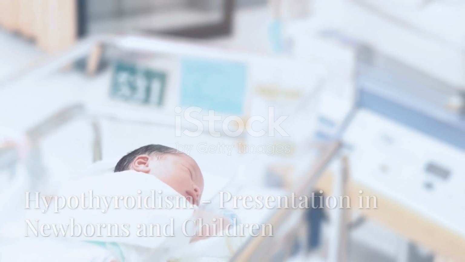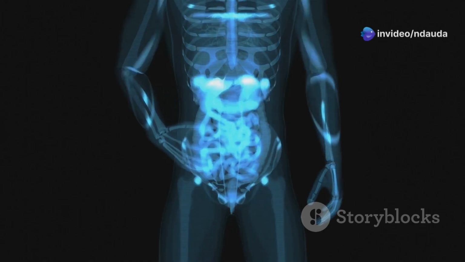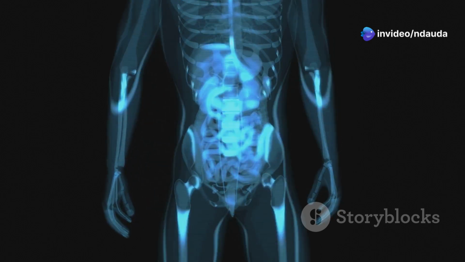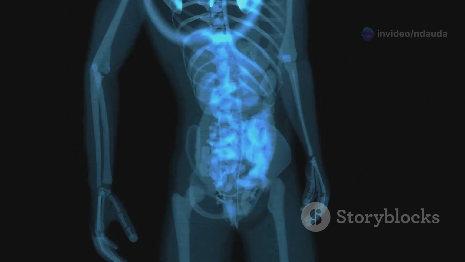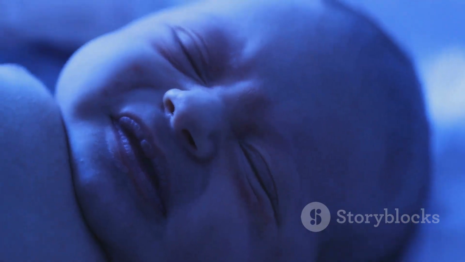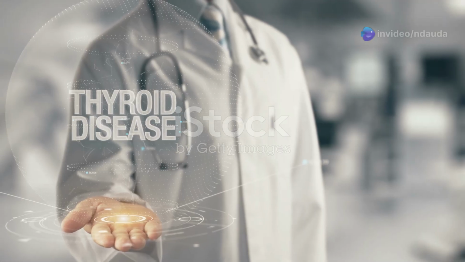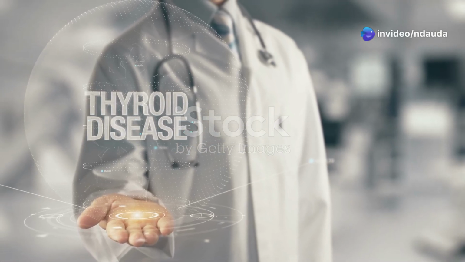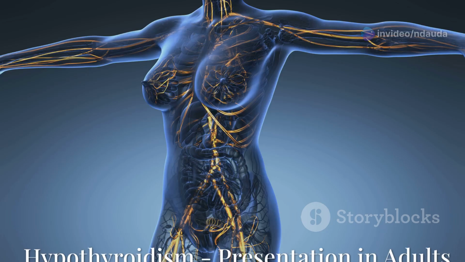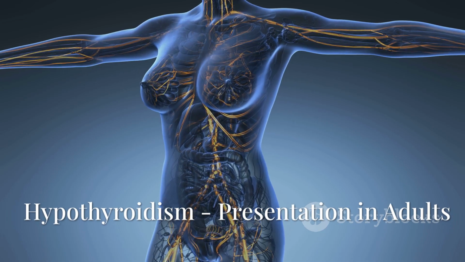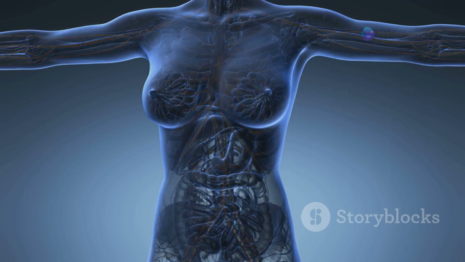In newborn infants, hypothyroidism can present as cretinism, which leads to permanent mental retardation, bone maturation retardation, and deafness. Other symptoms include cyanosis, poor feeding, jaundice, and a hoarse cry. For children and adolescents, the presentation often includes short stature and sometimes precocious puberty. In adults, hypothyroidism can affect multiple systems.